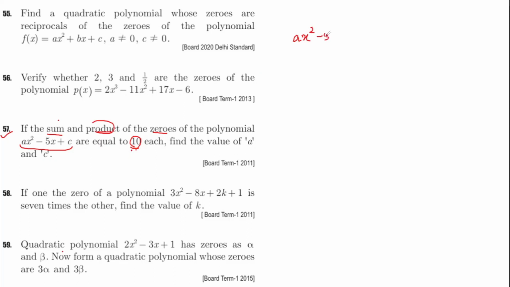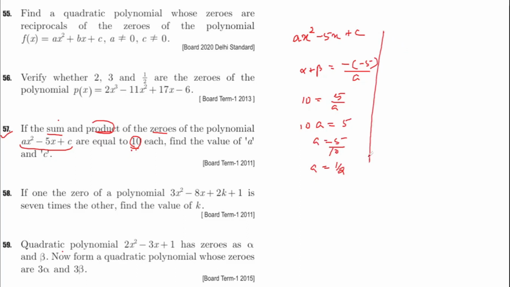Ax square minus 5x plus 3. Now if I want to find alpha plus beta, that is the sum, this will give you minus b by a, so minus and b is minus 5, divided by a. Alpha plus beta is 10, so that will give you minus minus plus 5 by a. Now if we cross multiply, then you will have 10a is equal to 5. Now a will be 5 by 10, that is a is equal to 1 by 2. So this is the first.